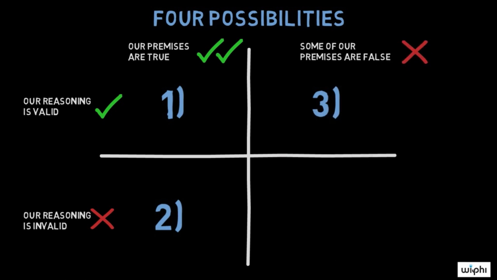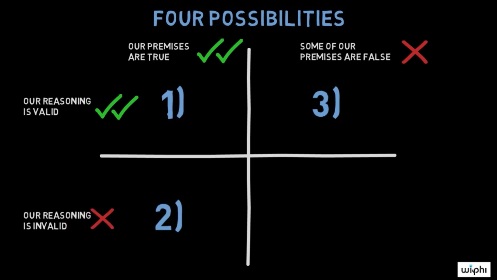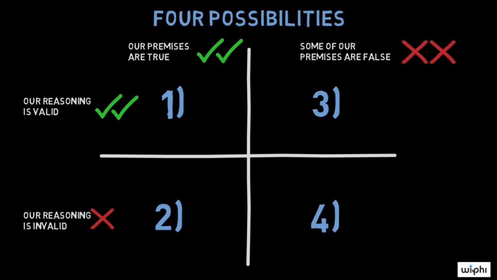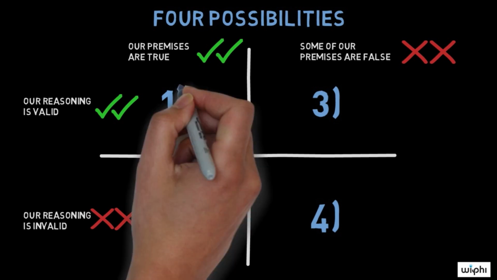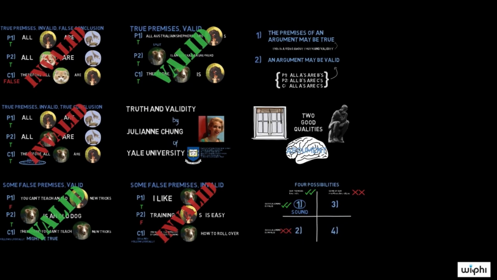Possibility 3. We may have our facts wrong, some of our premises are false, and we may use them properly. Our reasoning is valid. And finally, possibility 4. We may have our facts wrong, some of our premises are false, and we may use them improperly. Our reasoning is invalid. When we are evaluating an argument, we should only accept its conclusions if the first possibility obtains. Philosophers call such arguments sound arguments.